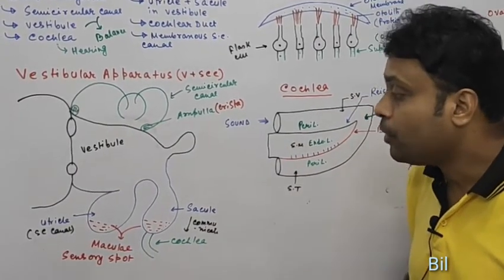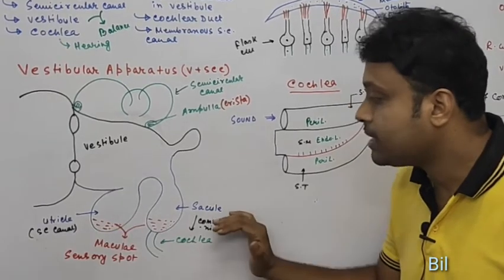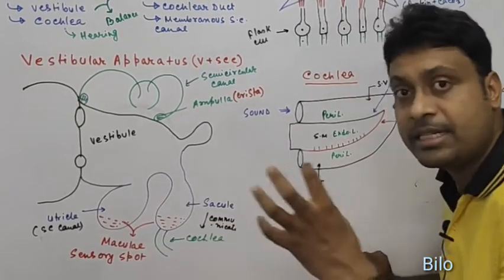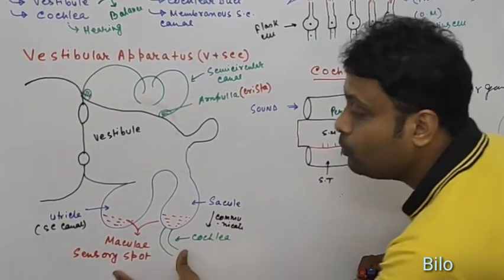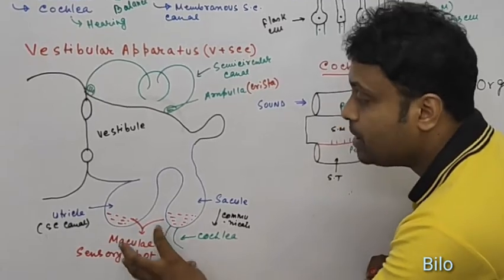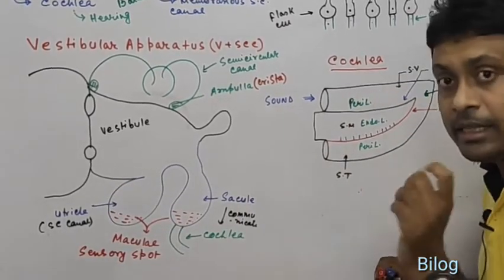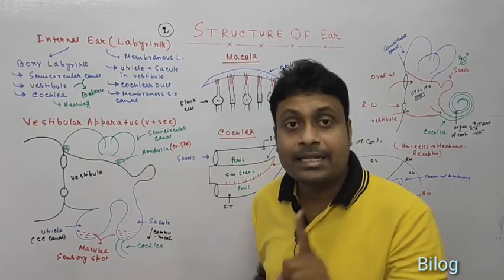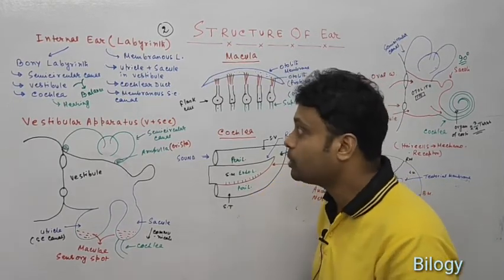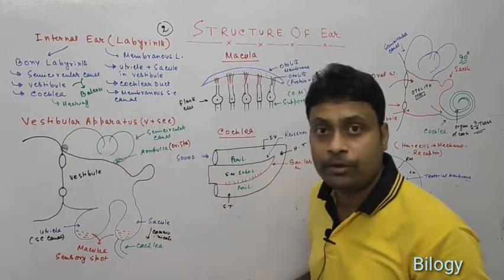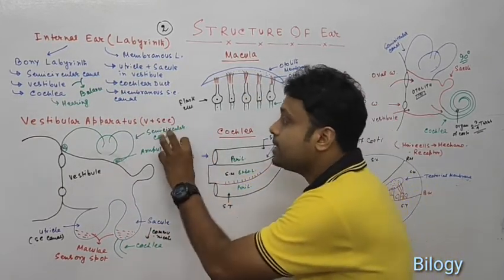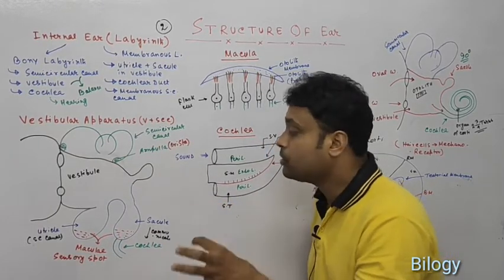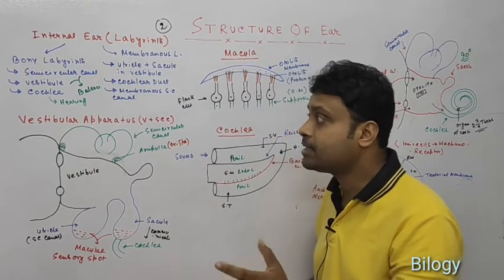And another sensitive spot is present in the utricle and the saccule, and you know that these are the membranous labyrinth which reside inside the vestibule. Okay, so the macula is the sensory spot present in the utricle and the saccule. This also maintains our balance. So the balancing sensory spots are situated in both the semicircular canal and the vestibule. The cristae serve as the sensory spot for balancing, and the macula, which is present inside the vestibule, also serves to maintain the balance of our body.